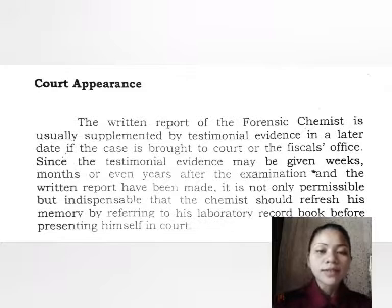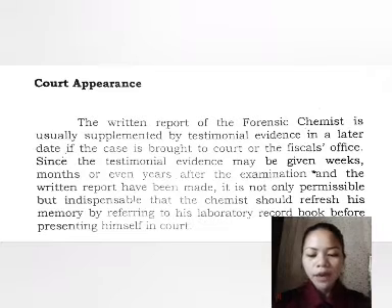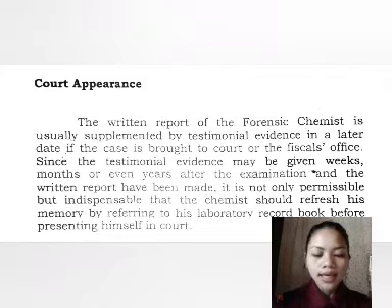The written report of the forensic chemist is usually supplemented by testimonial evidence at a later date if the case is brought to court or the fiscal's office. Since the testimonial evidence must be given weeks, months, or even years after the examination and the written report have been made, it is not only permissible but indispensable that the chemist should refresh his or her memory by referring to his laboratory record book before presenting himself in court. So, in court appearance, the chemist must be fully prepared.